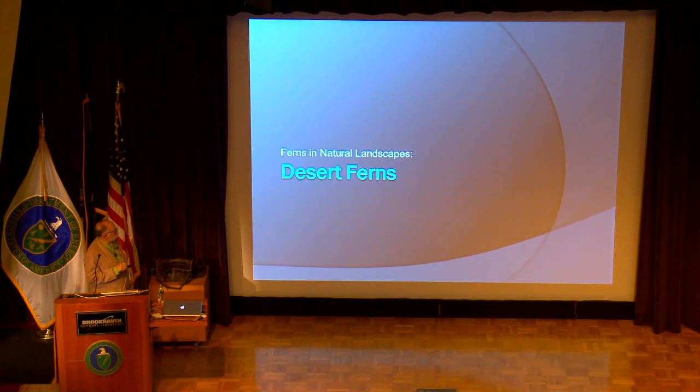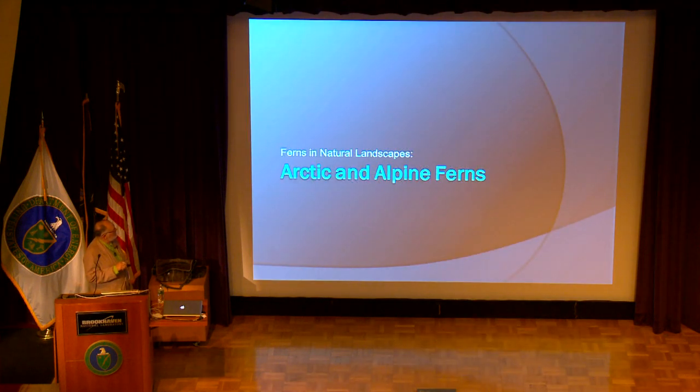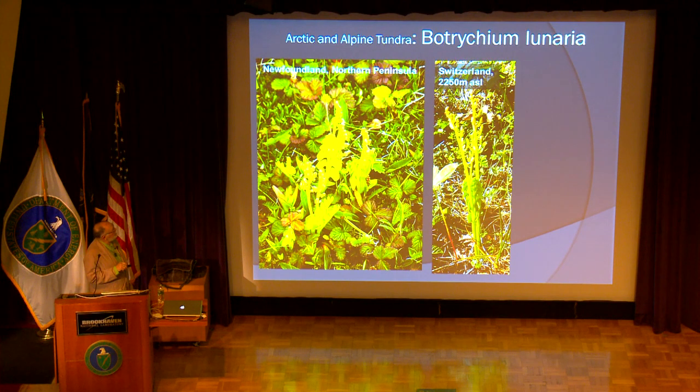perpetually wet spots. Ferns in natural landscape: here are desert ferns from the high desert of central Mexico. Here's Arctic and alpine ferns, Botrychium lunaria, the moonwort, found both in Newfoundland and in Switzerland on the high mountains. This is what they call Arctic and alpine, and when the glaciers moved south, these ferns somehow preceded them and found refuge high up in the mountains, and some of them you don't find elsewhere.